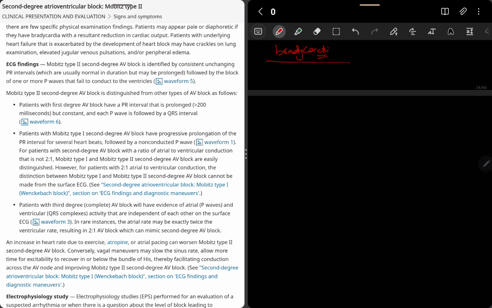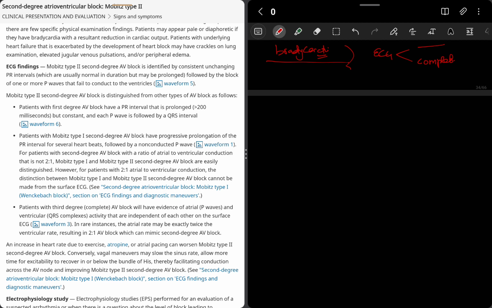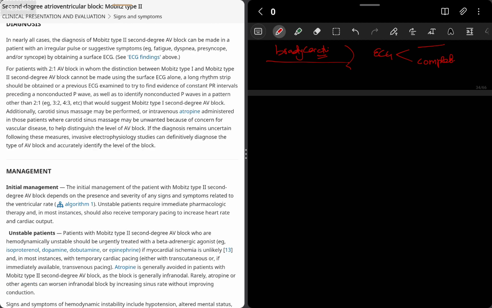When we do not feel any pulse in a patient, we do ECG. We do it not just to pick up a flat line on ECG, but also because there can be heart block that we need to pick up, since pulses can be feeble in heart blocks. We don't know how long the pause will be. We need to pick it up because heart failure can be precipitated or exacerbated by the development of heart blocks. And you may hear crackles on lung examination, elevated JVP, or peripheral edema.